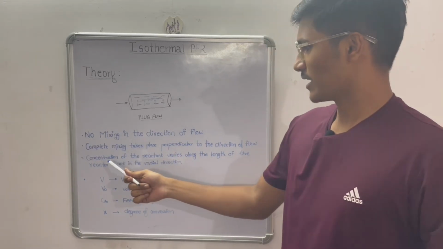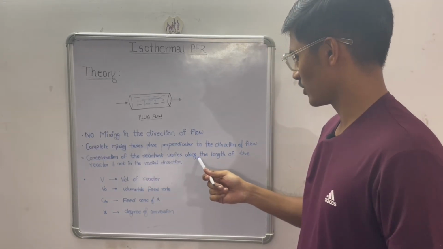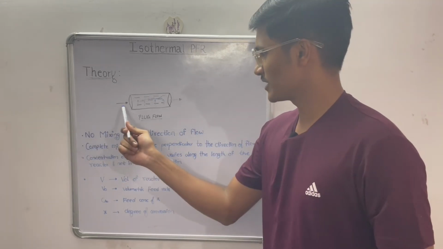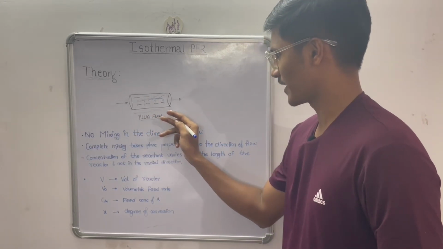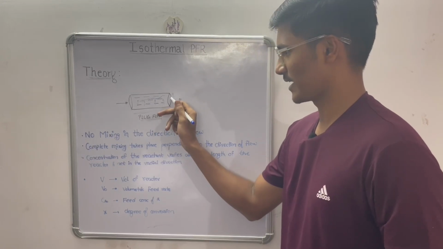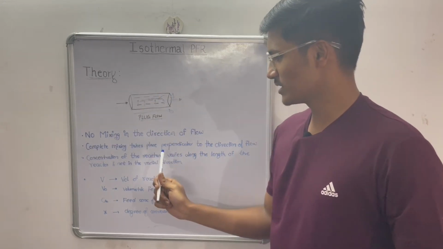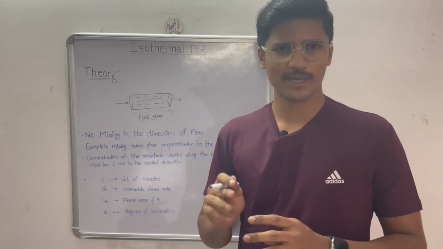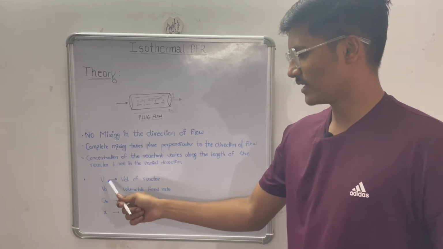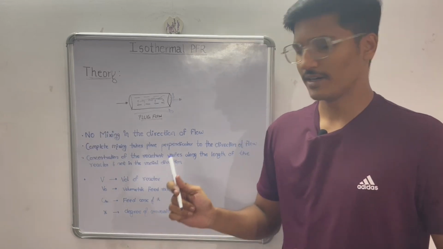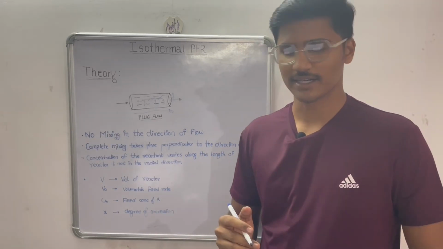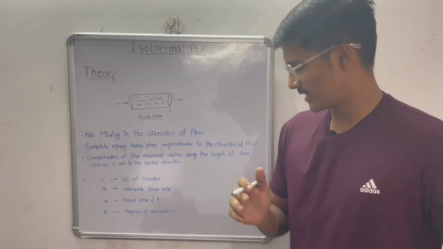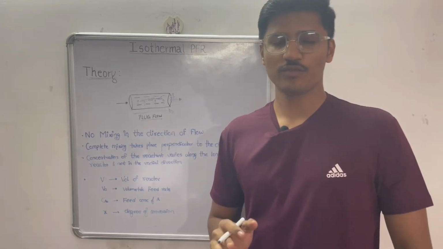Next we can see the concentration of the reactant varies along the length of the reactor and not in the radial direction, which means concentration varies along this length of the reactor. It does not vary in this direction. So this is the meaning of the third point. Some basic symbols we can see: V denotes the volume of the reactor, v denotes the volumetric feed rate, Ca0 is the feed concentration of A, and X is the degree of conversion.